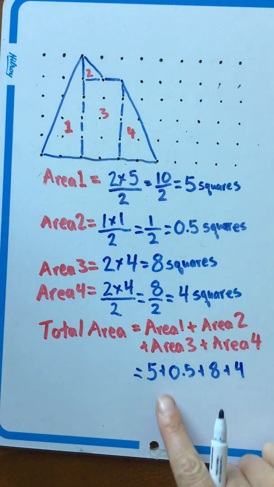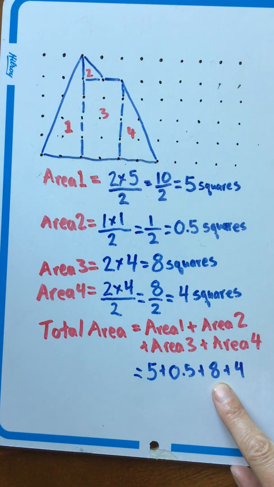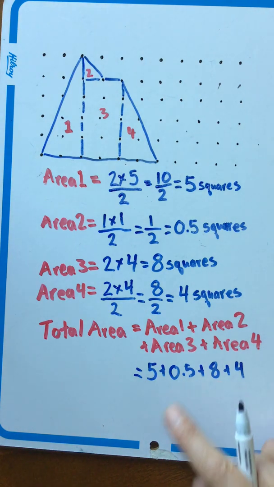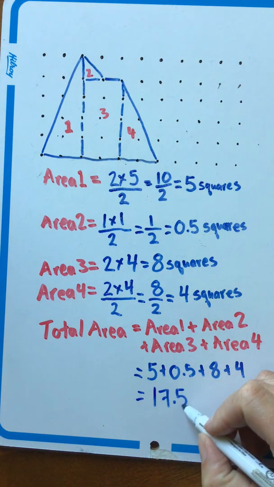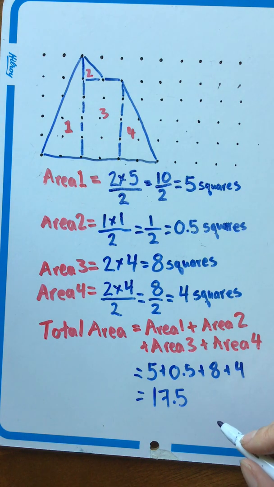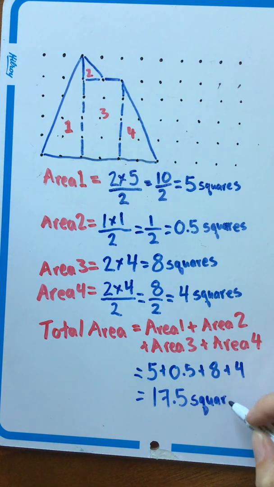Okay, I'm looking to see if there's an easy way of doing this. 5 plus 4 is 9. 9 plus 8 would be 17. 17 plus 0.5 would be 17.5. And then we have to make sure we put the units on there. And in this case, we're talking about squares. They haven't told us whether they're centimeter squares or millimeter squares or whatever other kind of squares. So we're just going to write the word squares in there.